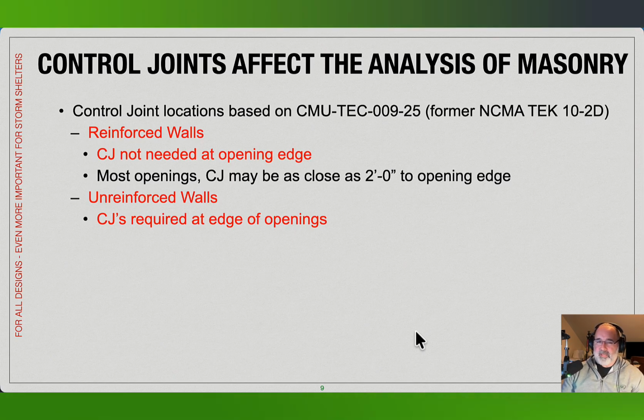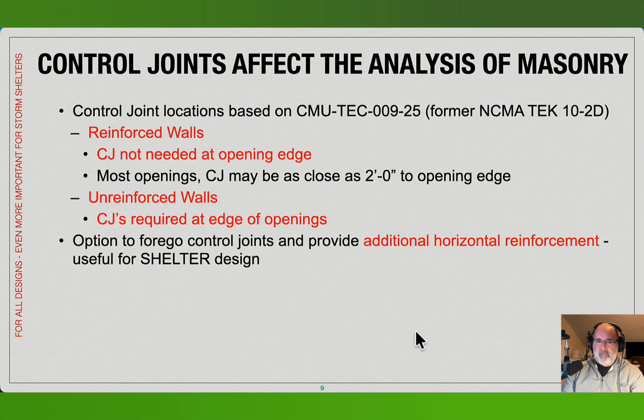So we're almost bringing it up, not because we'd want to consider it, but just know that the only time that you would even put a movement joint at the edge of the openings would be in an unreinforced wall, and we certainly don't have that in a shelter design. But then there's also options for foregoing control joints, movement joints in our shelter design if we add enough horizontal reinforcement. So that might be a very useful option if we're trying to maximize the overall strength of the storm shelter.